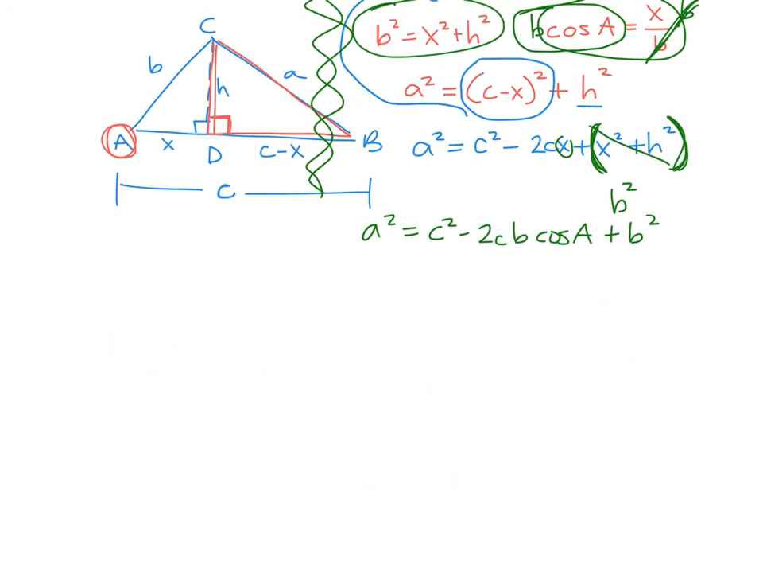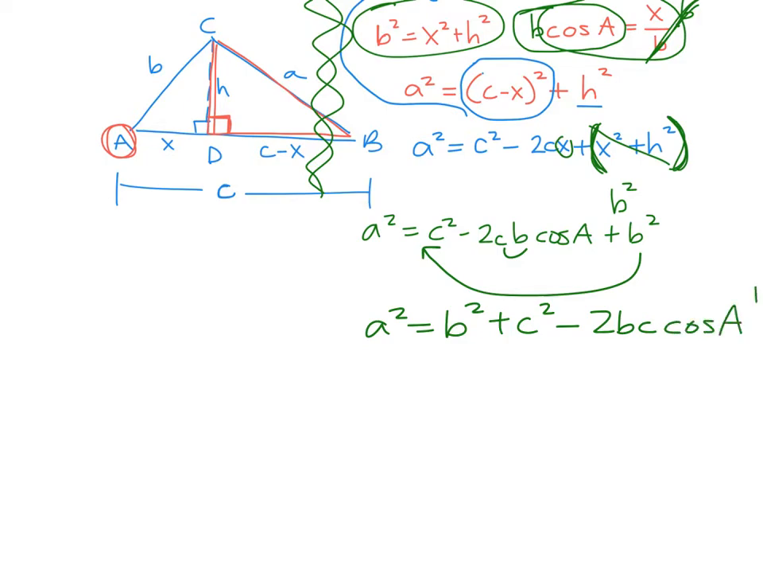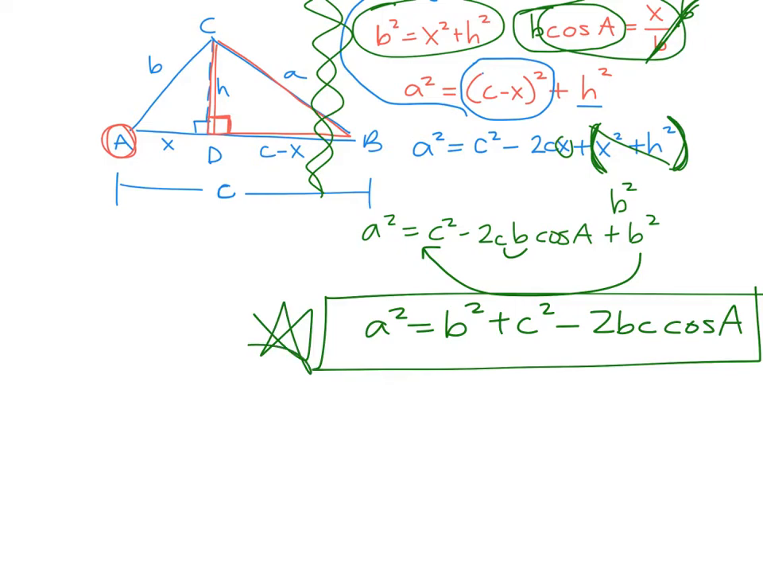This is just me explaining to you why. This is the why. I'm never going to make you do that process. But then look at this. If we just rearrange now, if I bring the b squared over here, it's a squared equals b squared plus c squared minus 2bc cosine a. That's the law of cosines. So that's how they get the law of cosines. You don't have to do that. You just have to do this.